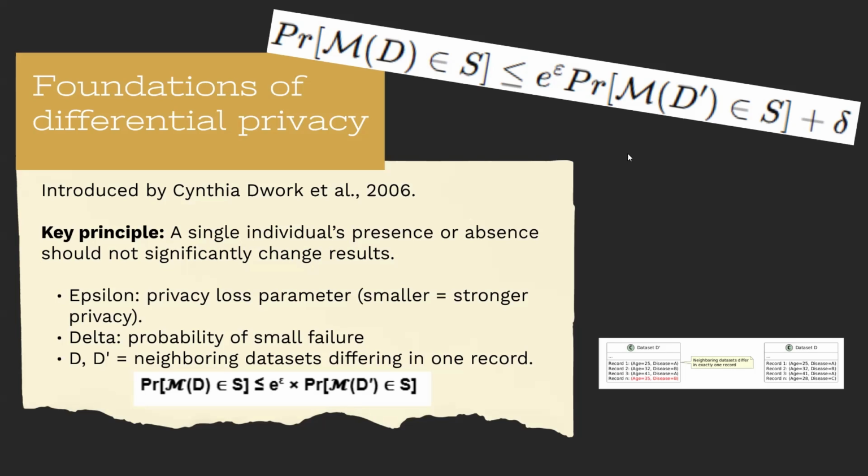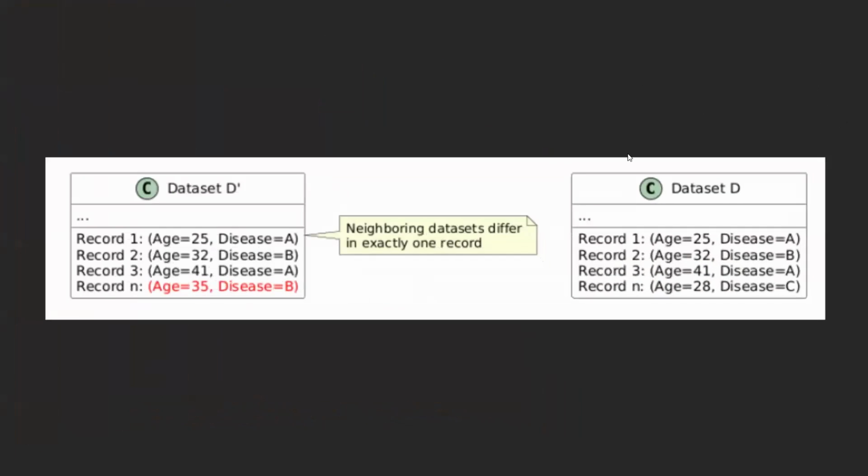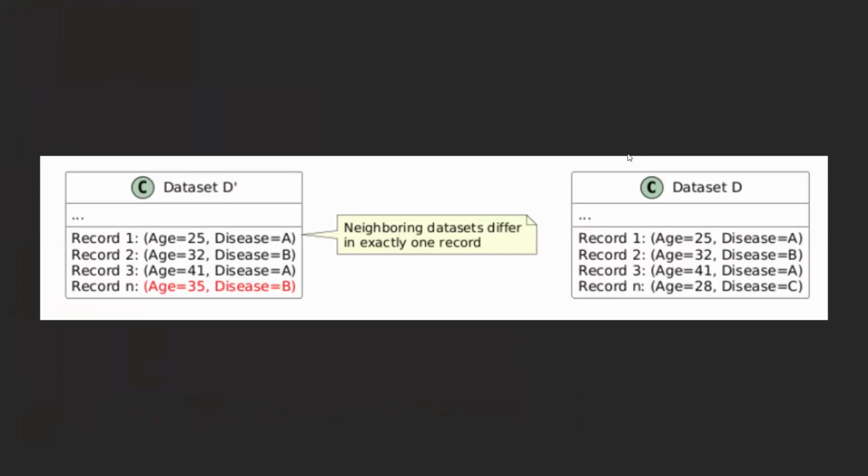Here, D and D dash are the neighboring datasets. M of D is the randomized output on dataset D. S is any possible subset of outputs we are checking against. Epsilon controls the strength of privacy, whereas delta represents the tiny probability of failure. So this is how the dataset looks.